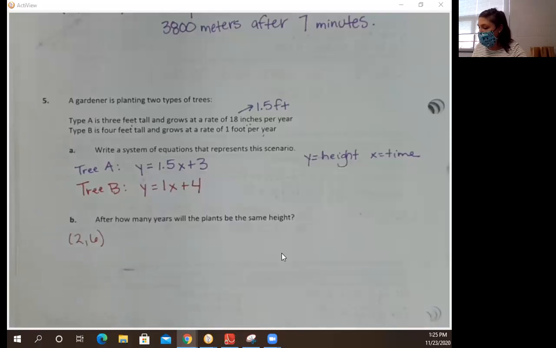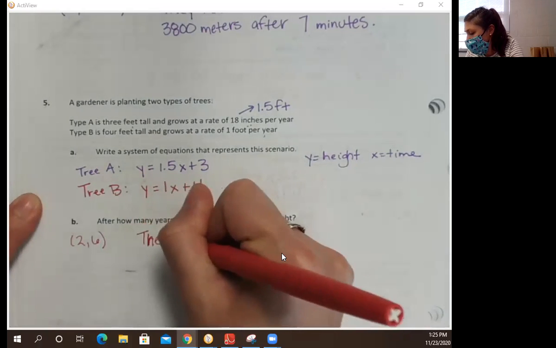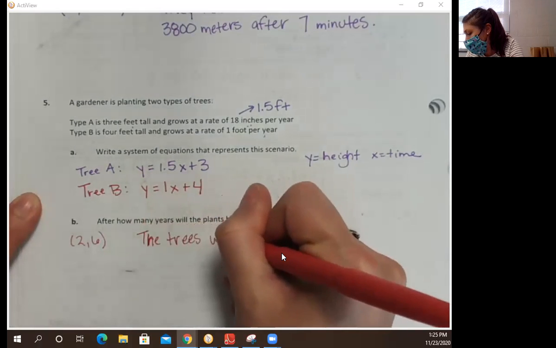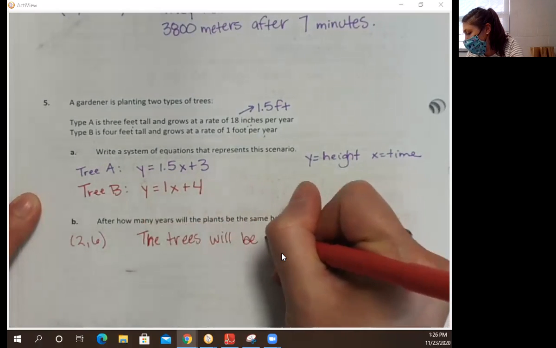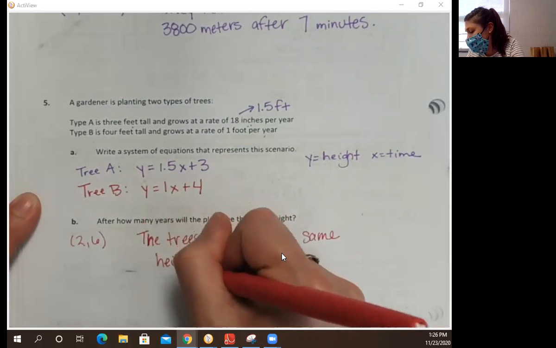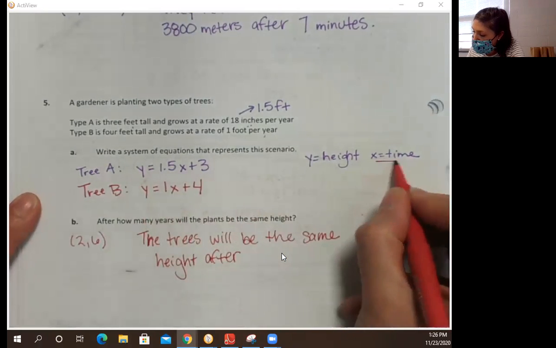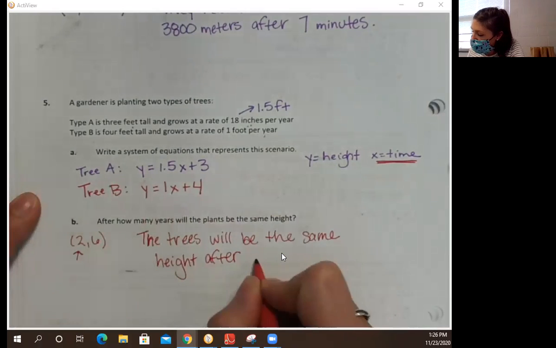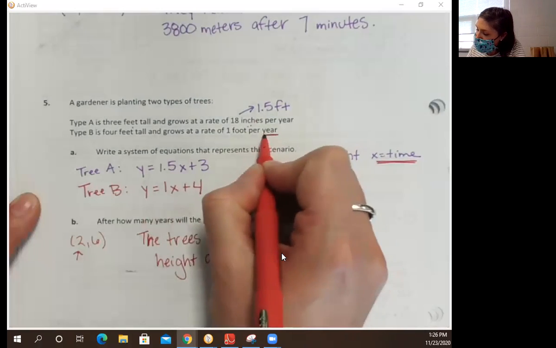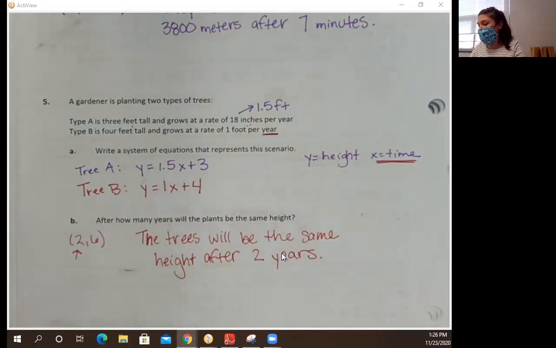And then my question is, after how many years will the plants be the same height? The trees will be the same height after, my time is my x value, so after 2 years. That's my time label for my problem. The trees will be the same height after 2 years.